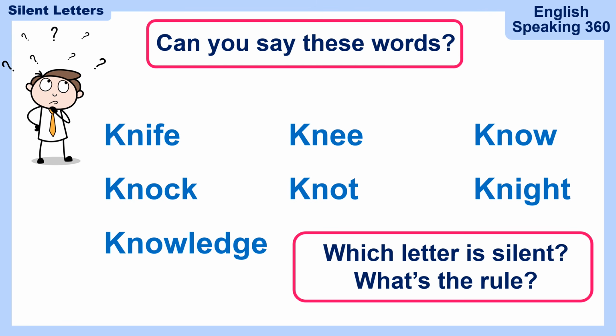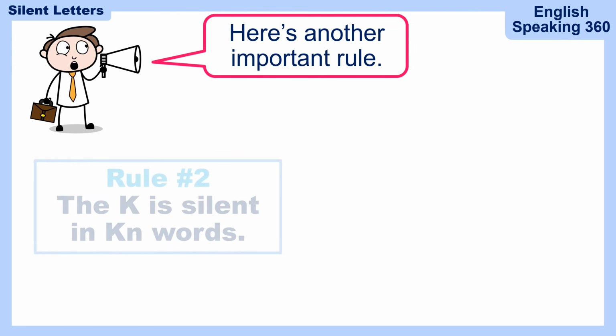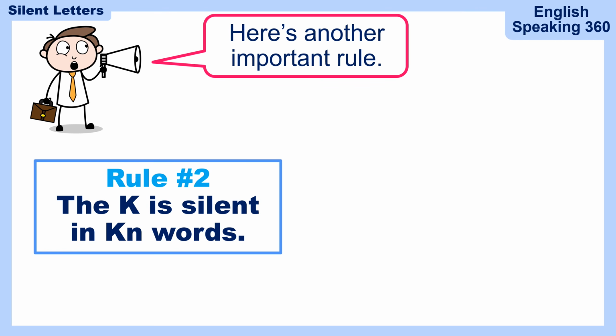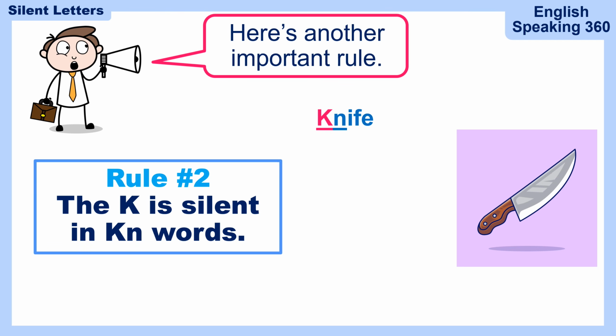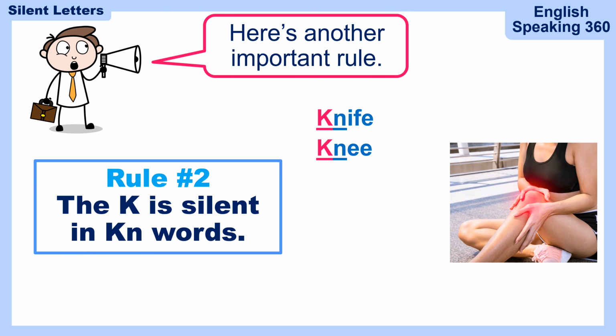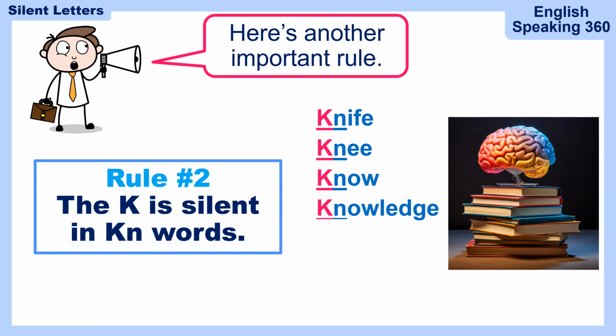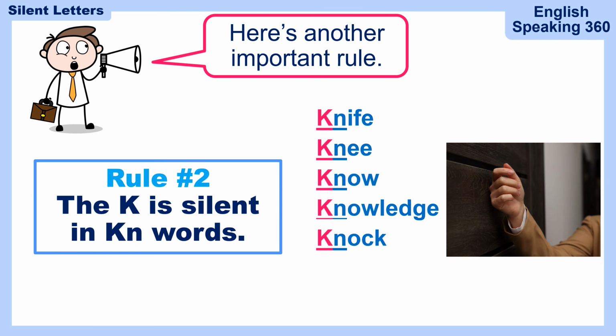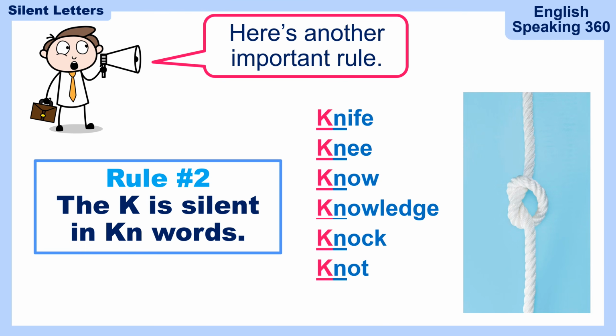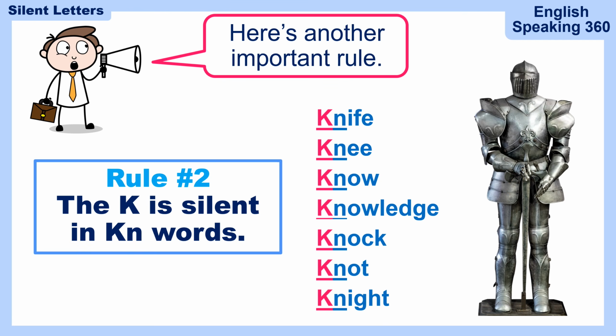This one is super easy. Rule number 2 is the K is silent in KN words. For example, we don't say k-nife. We say knife. The K is not pronounced. Knee. Know. Knowledge. Knock. Knot. Night. So in all of these words, the K is not pronounced.